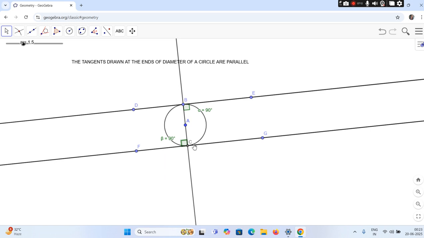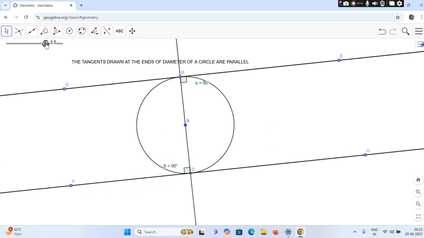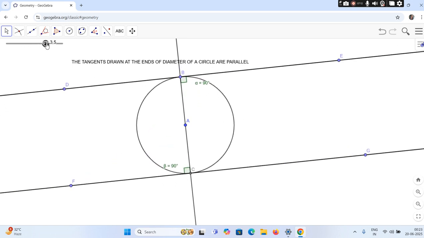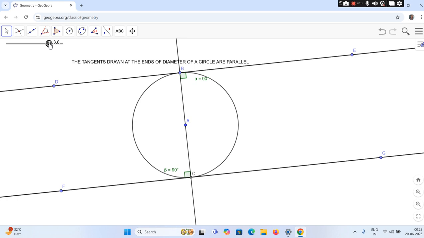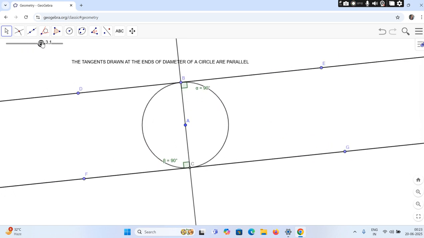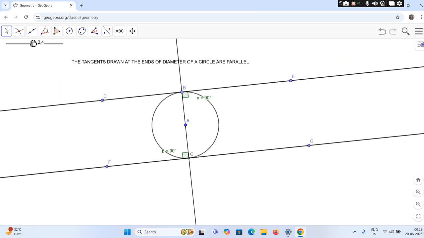So this is a visualization, this is the beauty of the concept. If you increase or decrease the radius, the angle also remains the same, it doesn't change. So you can visualize and understand logically that if we draw the tangents at the ends of the diameter of the circle, these tangents are parallel to each other.